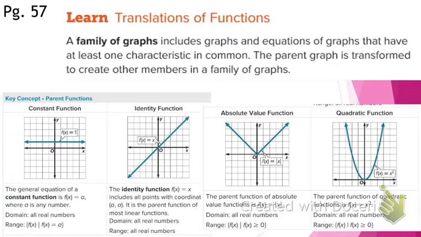So on page 57, we have a family of graphs. These are 4 very common functions that we're going to look at. The first one is called a constant function. What kind of line does that remind you of? Is that a horizontal or a vertical line?